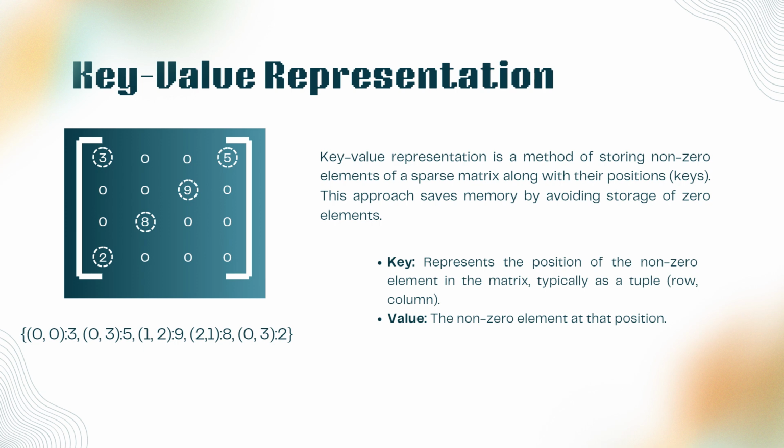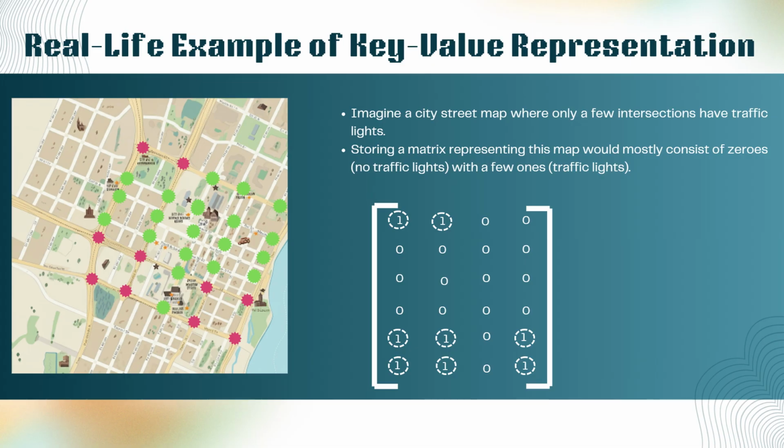How does key value representation work? Instead of storing the entire matrix, we store a list of key value pairs. Each key is a coordinate (i, j), and the value is the matrix element at that position. This method significantly reduces memory usage and can speed up matrix operations by focusing only on the relevant data, which are non-zero elements. Let us understand this with a real-life example.